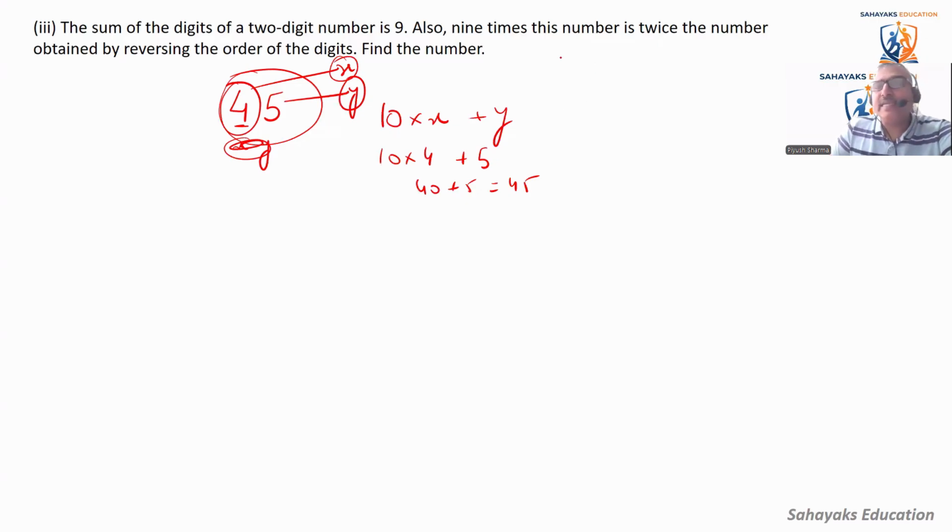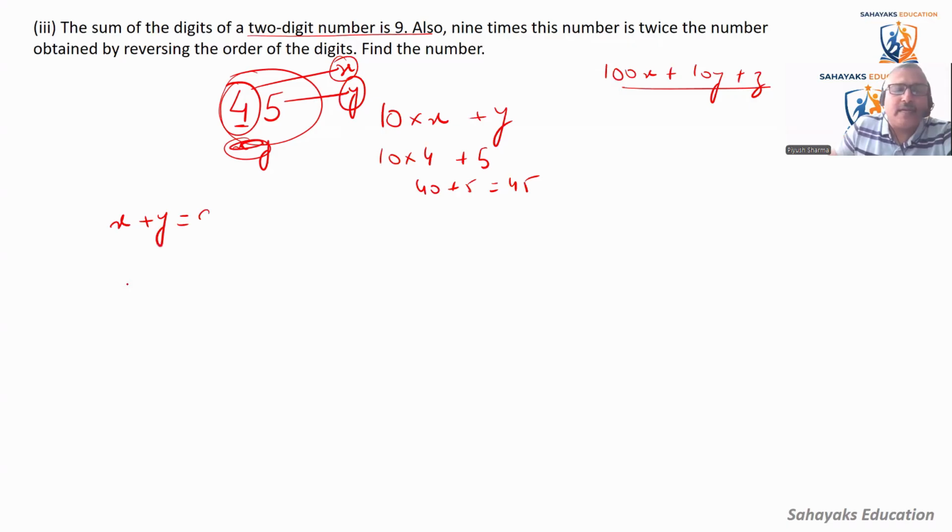Whenever we are writing a three-digit number, in a similar fashion, we'll write it as 100x plus 10y plus z. So it's a three-digit number. Please remember this part. Now, coming to the question. The sum of the digits of a two-digit number is 9. They are saying there are two digits. The tenth digit is x and the unit digit is y. They are saying x plus y is equal to 9. This is the first equation.